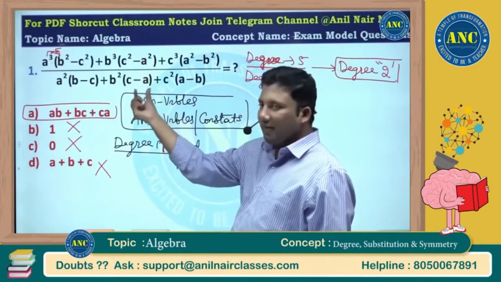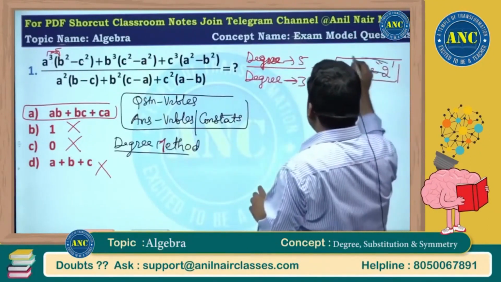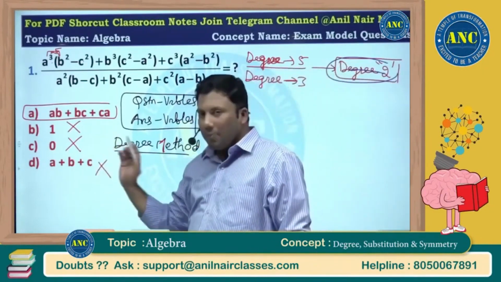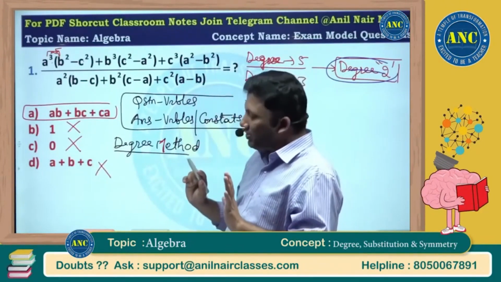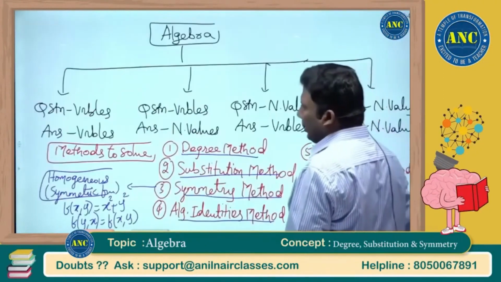Degree in the numerator 5, degree in the denominator 3. Answer should be degree 2. So 3 options are there, right? So the answer for this question is AB plus BC plus CA. Fundamental question, question number 1. I hope it is clear.